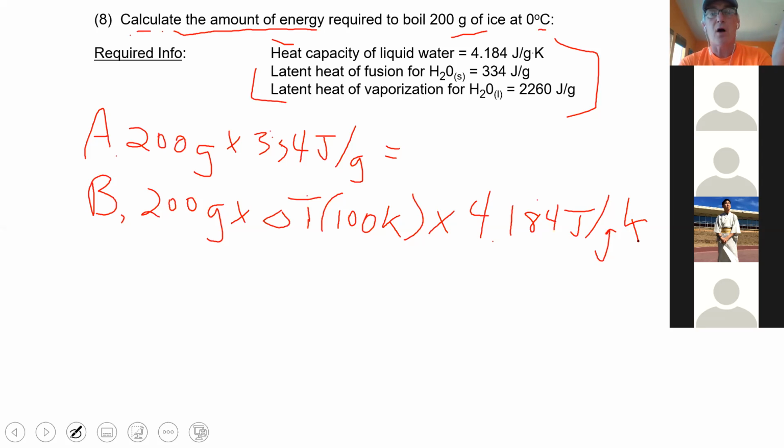But here, all I want is how much energy it's going to take to change the liquid water from 0 to 100. So that's my second step, moving the liquid water from 0 to 100. And what's my third step? Once I have my liquid water at 100, what do I need to do?